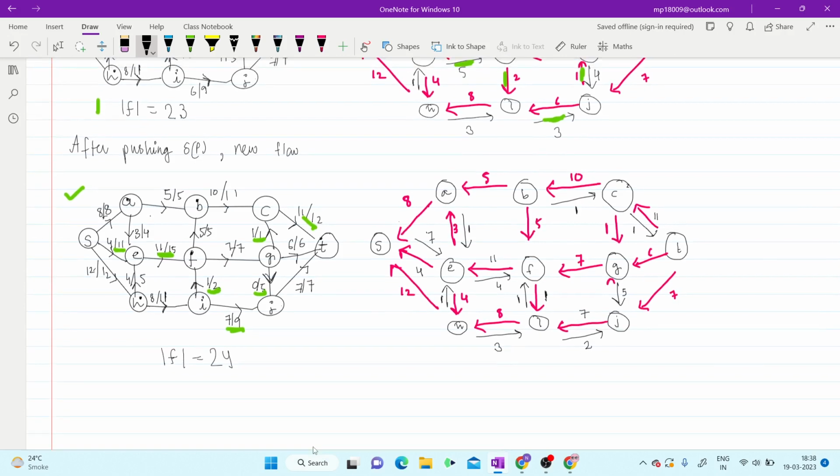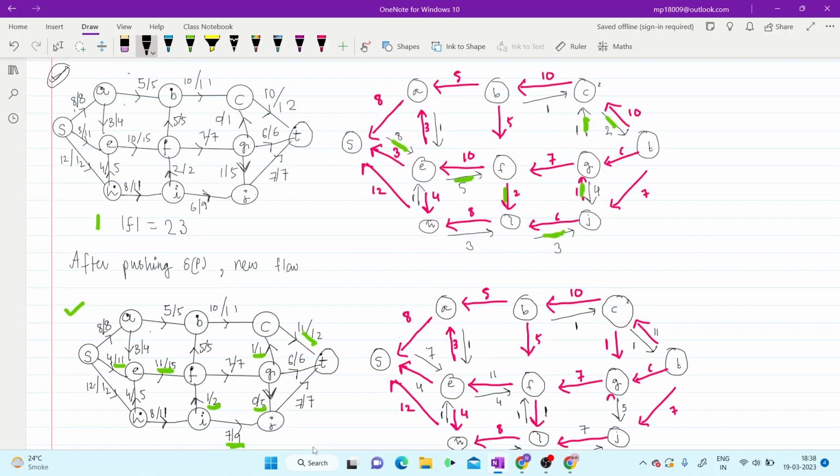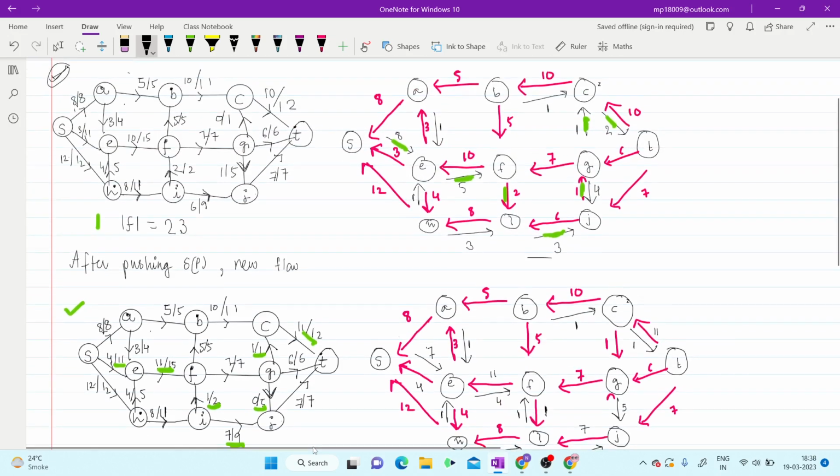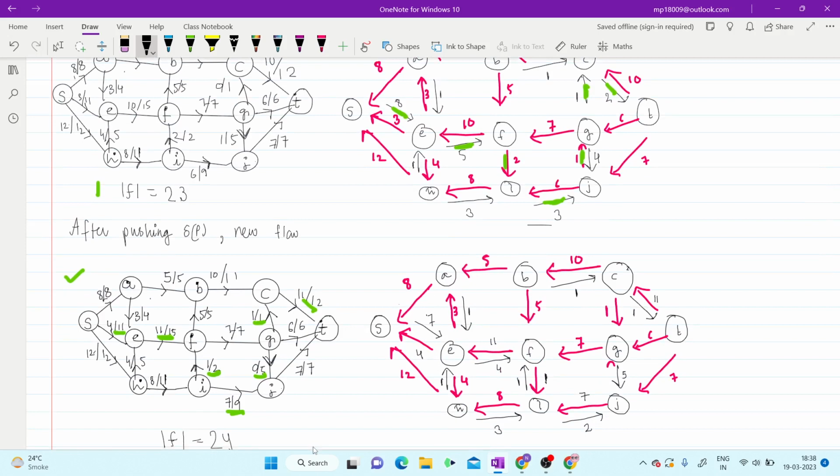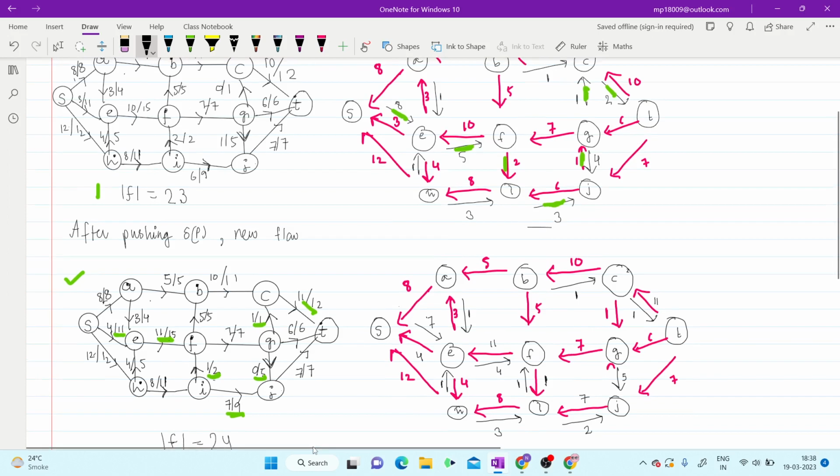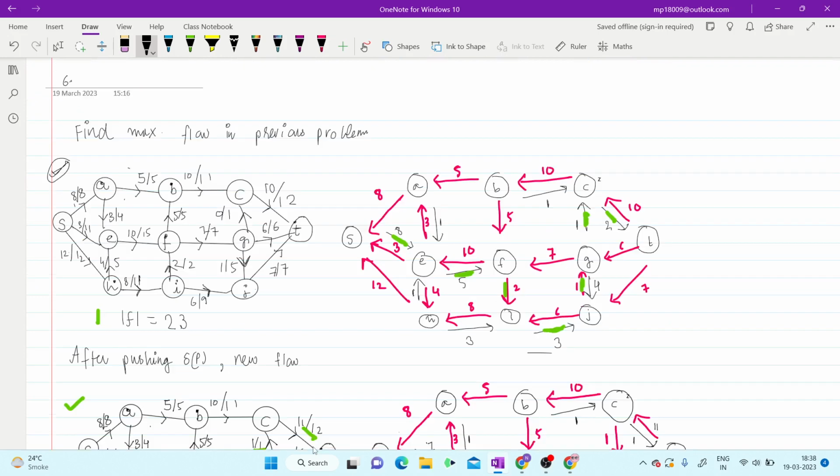Now after this was the new flow. Once this was the new flow, the next step is to again draw the residual flow diagram. So we can use the previous residual flow diagram to construct the new one. We have to make changes just to the green edges. So you can use the previous flow diagram and make the required changes in the new edges of the augmenting path to get a new residual flow diagram.